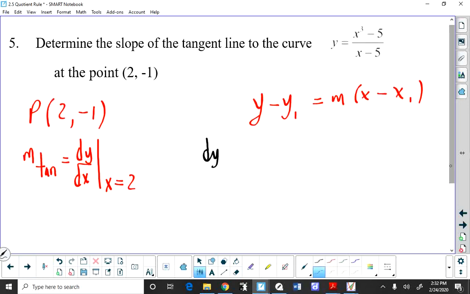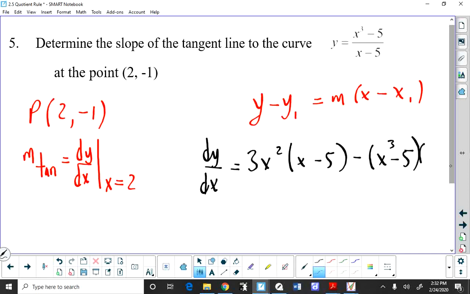dy dx is 3x squared times x minus 5 minus x cubed minus 5 times 1 over x minus 5 squared. And again, I get going on autopilot. So at the end, I'm talking, I'm thinking, I'm writing at the same time. At the end, I want to check my work, and you should do that too. Derivative of the top times the bottom minus the top times the derivative of the bottom. I think it's okay.